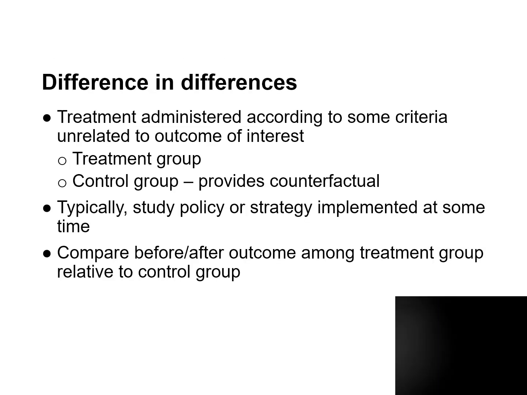The second quasi-experimental design is difference in differences. And this we can apply in a situation where the treatment is administered according to some criteria which are not related to the outcome of interest. Then the population can be divided into two groups: a treatment group, which receives the policy or business strategy, and a control group which does not receive the policy or business strategy, and the control group provides a counterfactual.